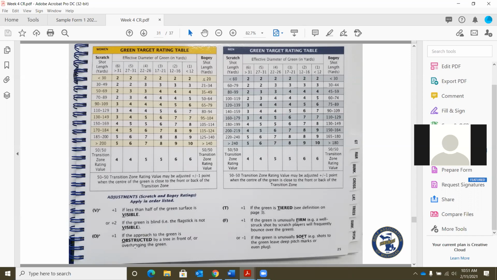The other adjustment here is obstructed, or an O, and that's if the approach shot to the green is obstructed by a tree in front of or overhanging the green. And then we also have a tiered adjustment. In this tiered green, we talked about that definition earlier this year, but that will be identified typically on your Form 1, but you do need to remember to make sure to put it in your green target as well.